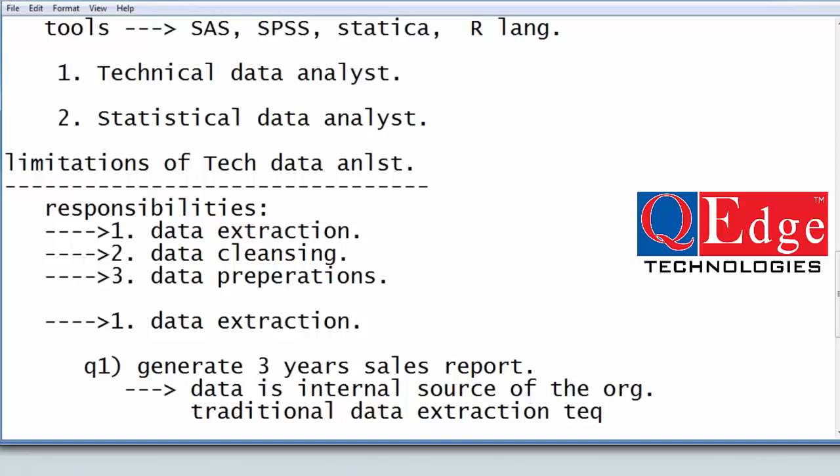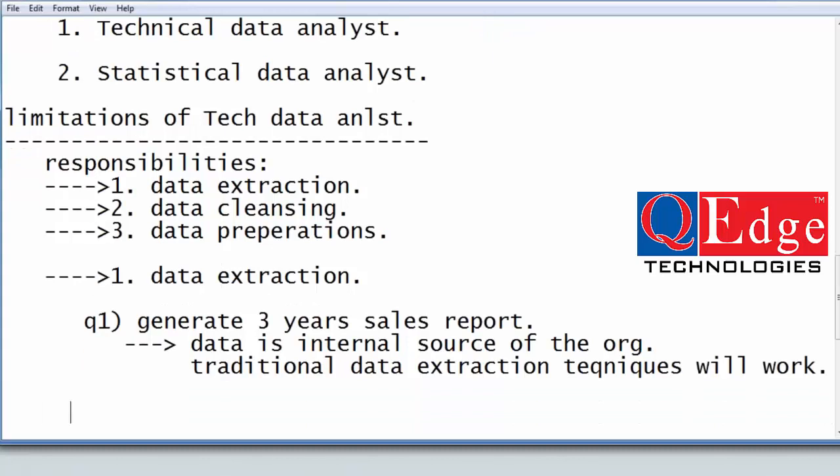Of course, nowadays each and every analytics software is supporting plugins for different varieties of sources. Okay, so the traditional data extraction techniques will work out. And observe the second question, sir.